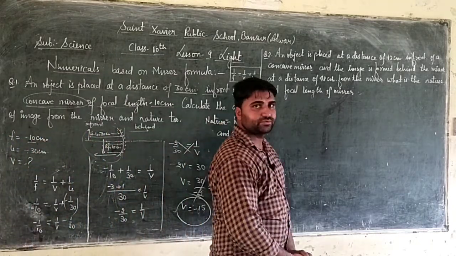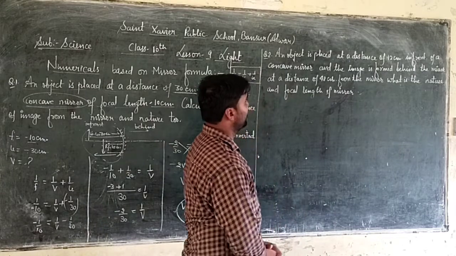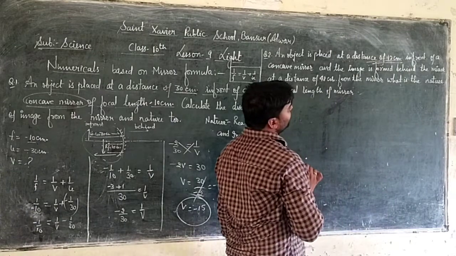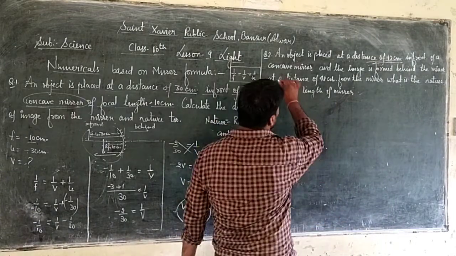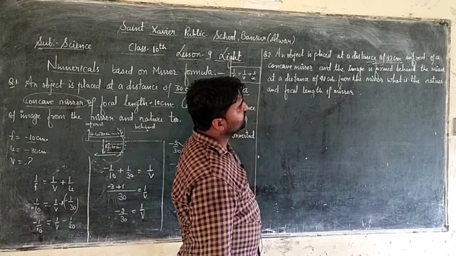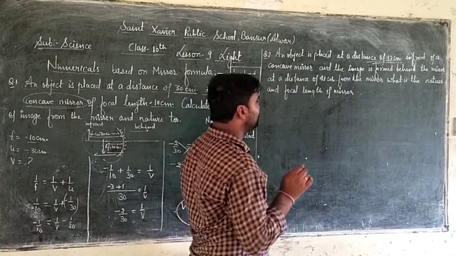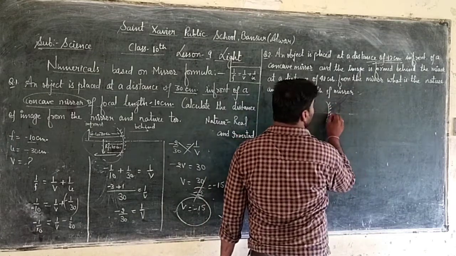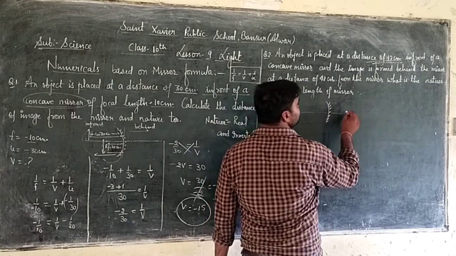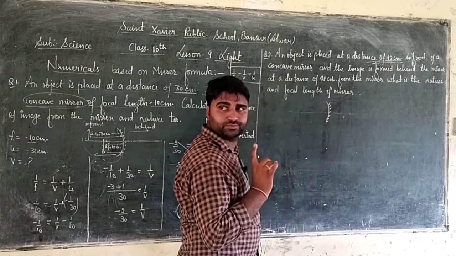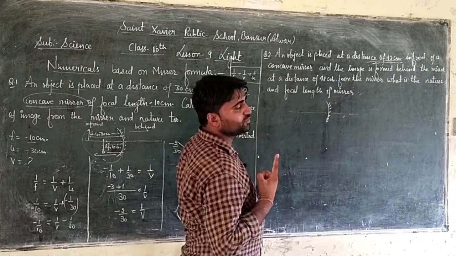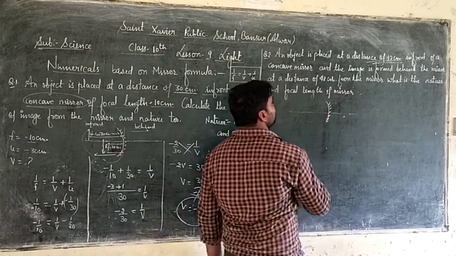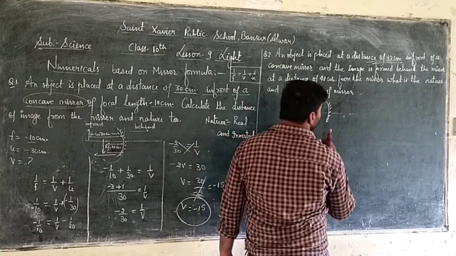Now the second numerical we are going to solve. In this, an object is placed at a distance of 12 centimeter in front of a concave mirror, and the image is formed behind the mirror. This is the concave mirror. He is saying the image is formed behind. Behind means it will be positive, because if any image is positive, then it will be virtual and erect. So behind the mirror, the image will be virtual and positive.